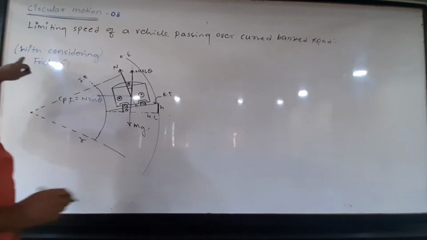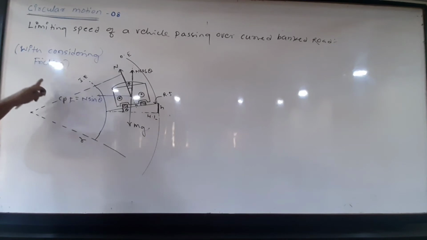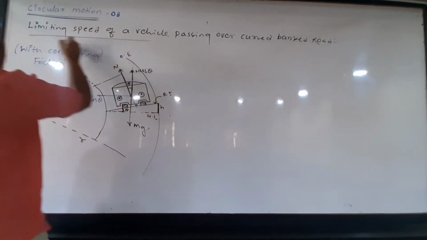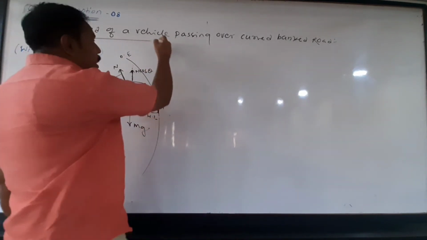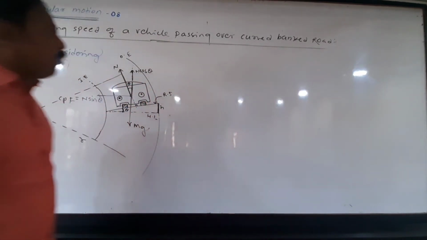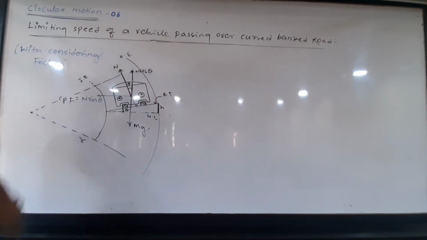Curved banked road, but with considering friction. Remember, this is the third condition. Let us see here: the limiting speed of a vehicle passing over a curved banked road, but with considering the friction.